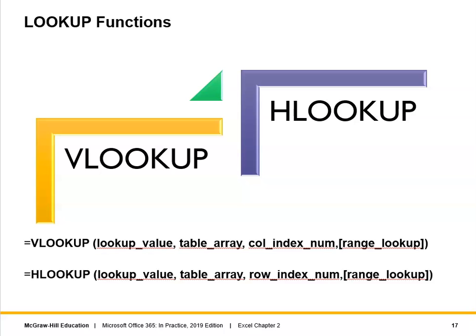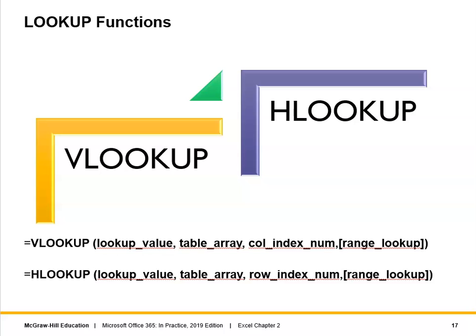A lookup function displays a piece of data from a range of cells in another part of the workbook. There are 2 lookup functions, VLOOKUP, which is vertical, and HLOOKUP, which is horizontal. These 2 functions have the same syntax and very similar arguments. VLOOKUP uses a lookup table that is organized in columns, and HLOOKUP uses a lookup range that is arranged in rows. The lookup value is the data to be found or matched.